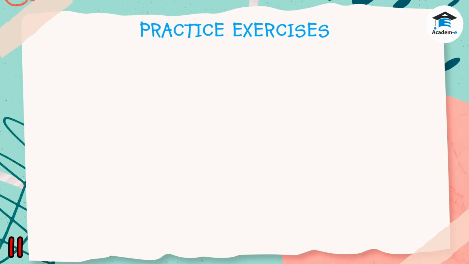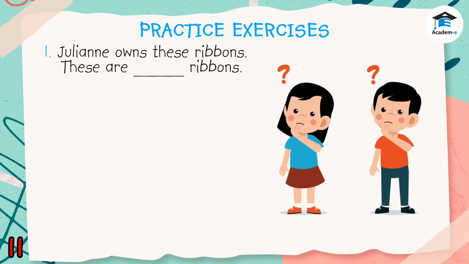It's practice time. Complete the second sentence with the correct possessive pronoun. Write your answer on the blank. Julian owns these ribbons. These are blank ribbons. I own this car. This car is blank.